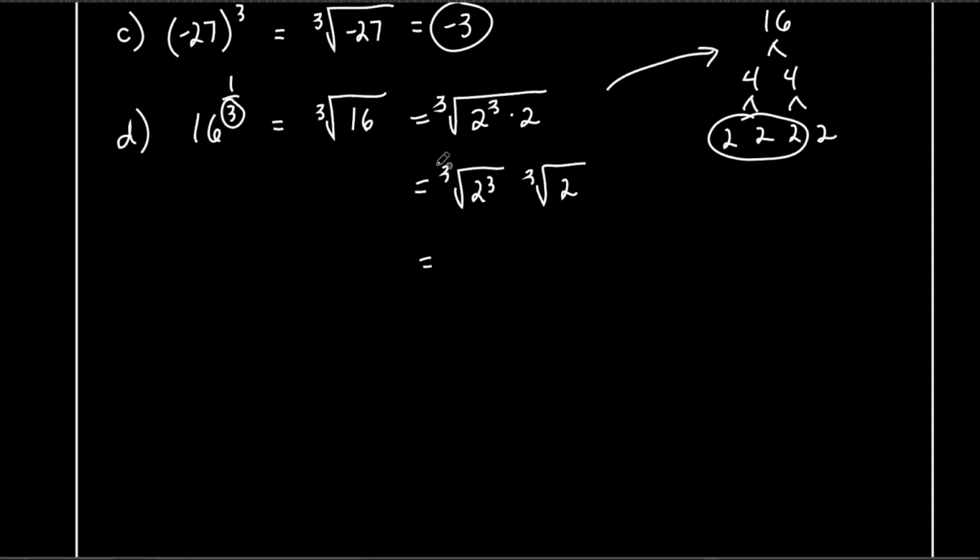So what happens if I take the cube root and the cube, they cancel each other out. What am I left with here? Just a plain old whole number 2. What about this? Can I simplify that? Nope. So I just write it, the cube root of 2, and that's your answer. That's what 16 to the 1/3 power is. It's 2 times the cube root of 2.